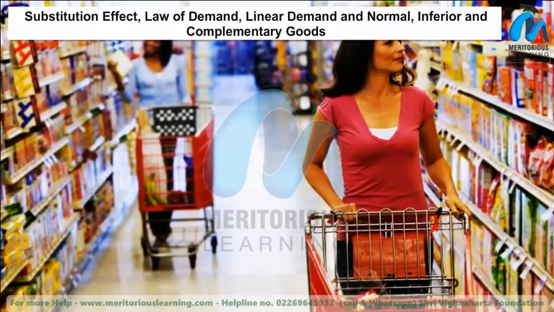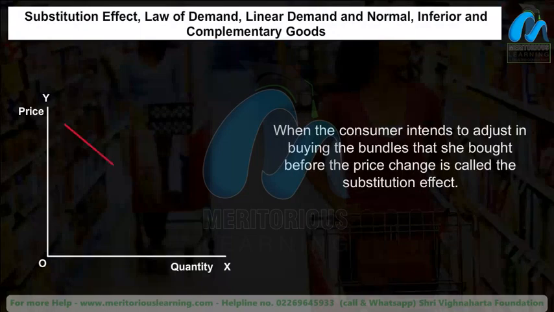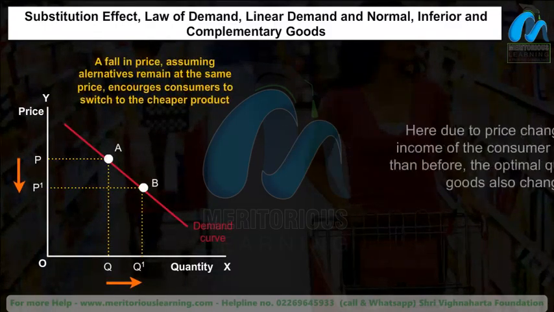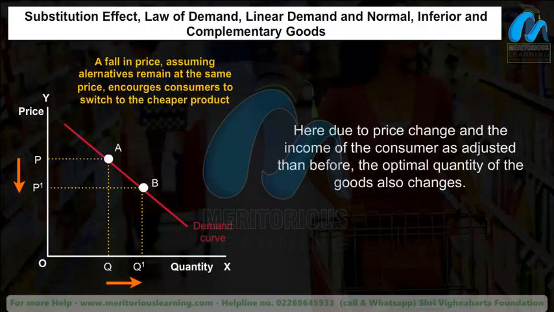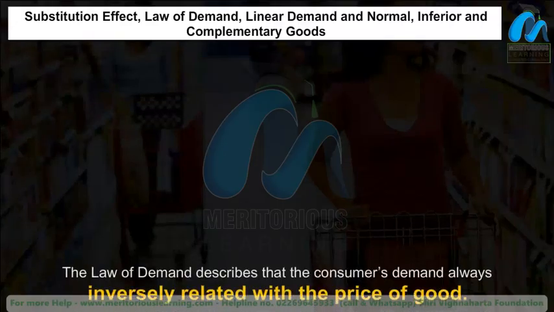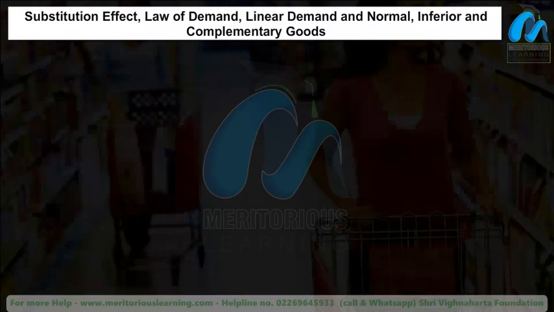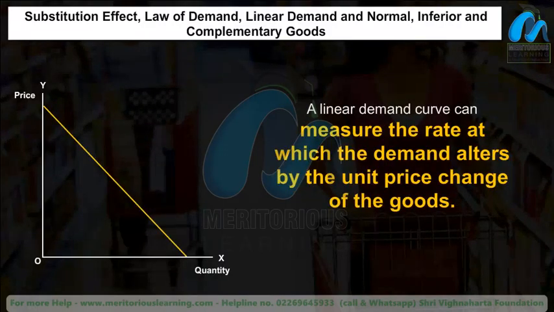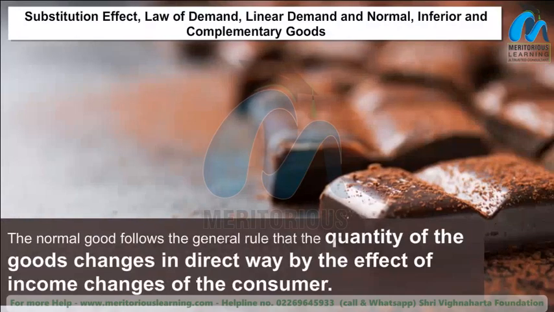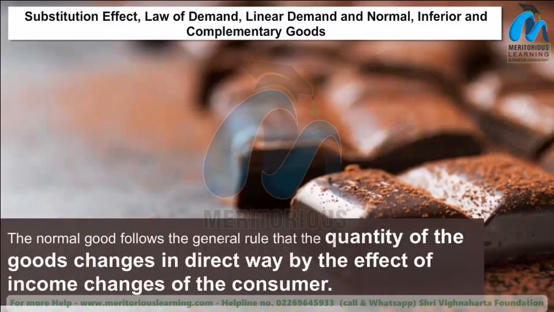Substitution effect, law of demand, linear demand and normal, inferior and complementary goods. When the consumer adjusts the bundle that she bought before the price change, it is called the substitution effect. Here, due to the price change and the adjusted income of the consumer, the optimal quantity of the goods also changes. The law of demand describes that the consumer's demand is always inversely related to the price of the good. A linear demand curve can measure the rate at which the demand alters by the unit price change of the good. The normal good follows the general rule that the quantity of the good changes in the same direction as the income change of the consumer.